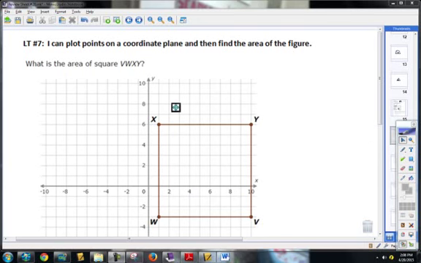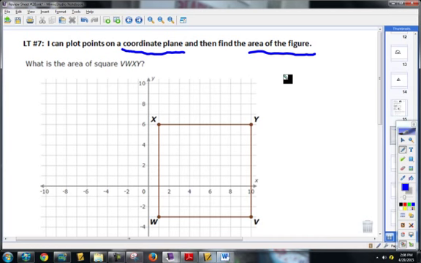Alright, welcome to the Learning Target number 7 video. The notes are somewhere near the back of your packet. Pretty basic learning target here. It's going to be a very review. It's just putting two of the things we already know together. I can plot points on a coordinate plane and then find the area of the figure. So it's just putting the coordinate plane plotting points together with finding the area of a figure.